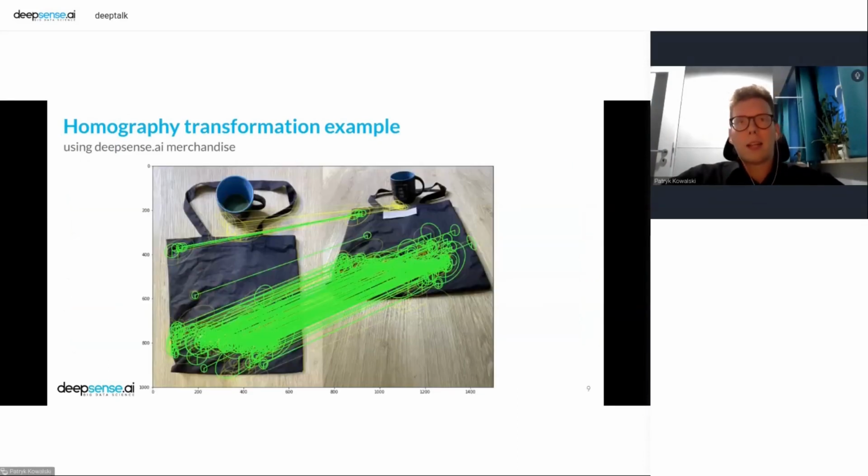And in order to do that, I had to find the key points between 2 images, and those are the pairs of key points that were selected by the algorithm.